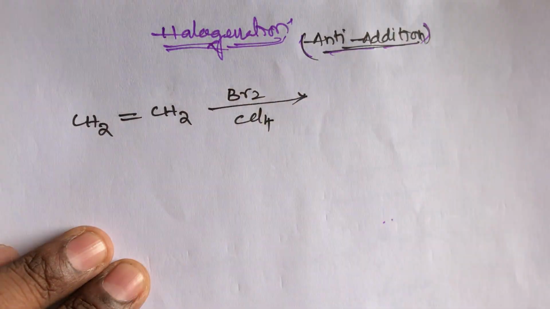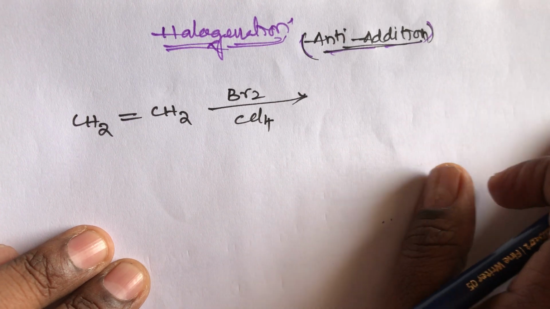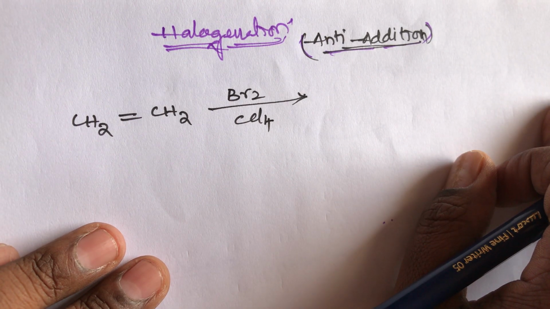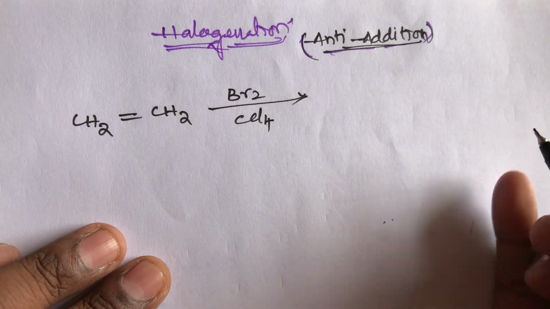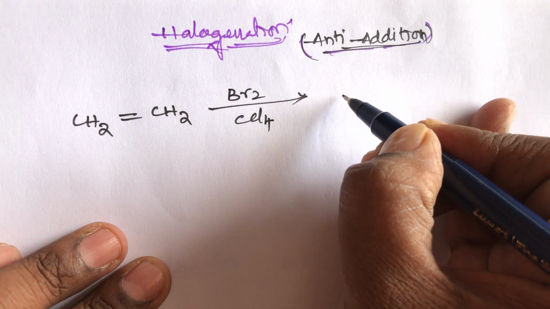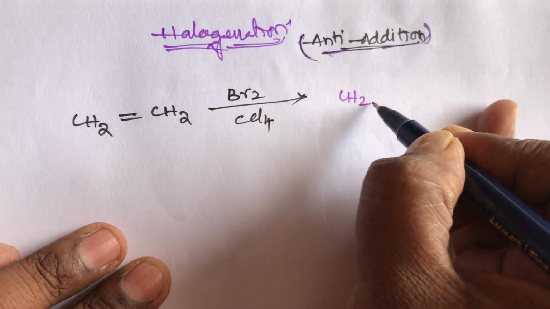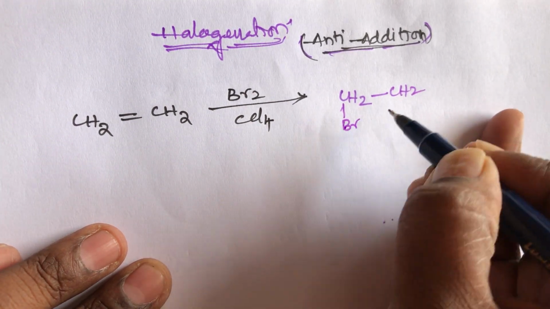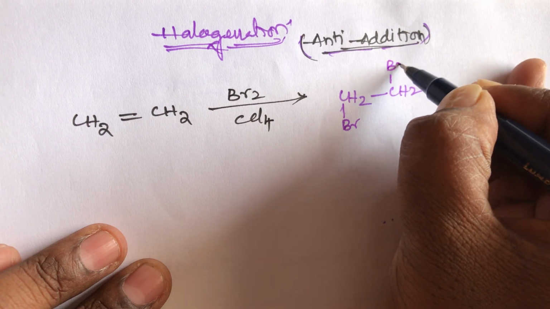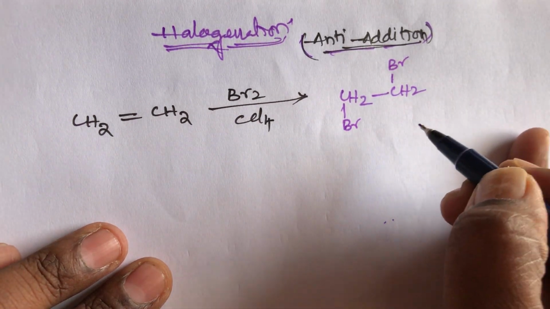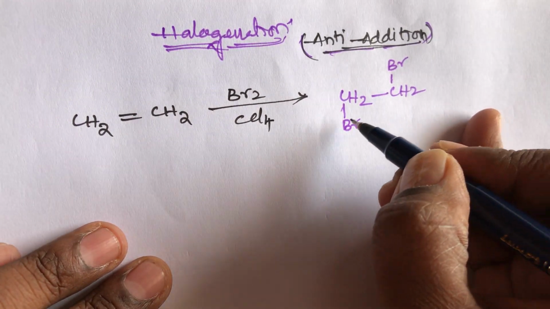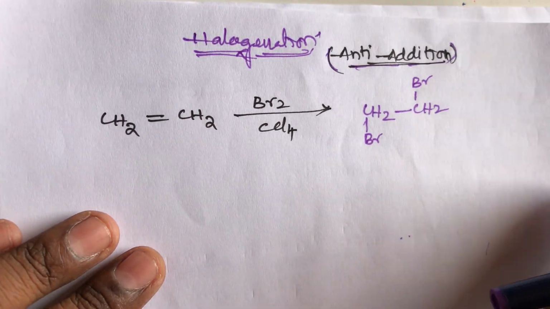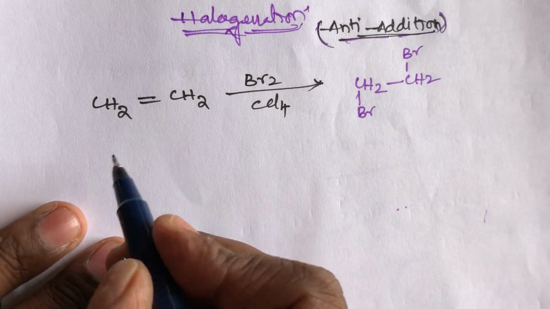undergo anti-addition. Take the example CH2=CH2 reacting with bromine in the presence of carbon tetrachloride, CCl4. We get the anti-addition product, CH2Br-CH2Br, that is 1,2-dibromoethane. This is the anti-addition reaction. These two bromines are opposite to each other. Now we can write the mechanism.